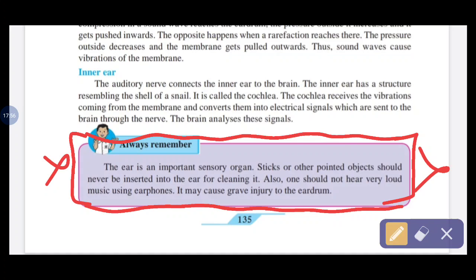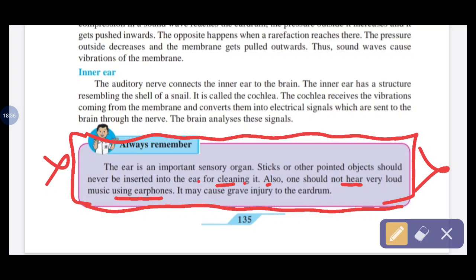I will just read it. The ear is an important sensory organ. Sticks or other pointed objects should never be inserted into the ear for cleaning it. Very, very important information given here. Also, one should not hear very loud music using earphones.